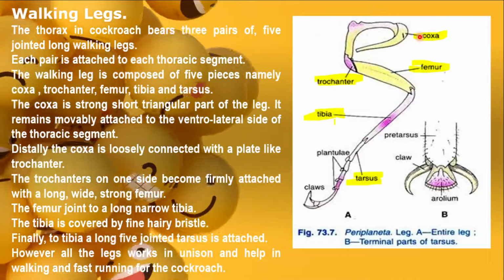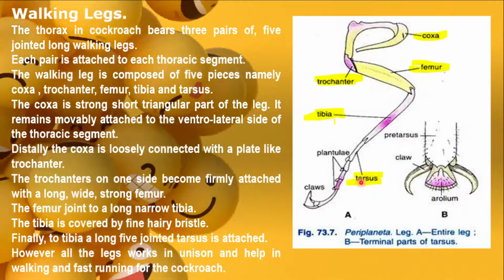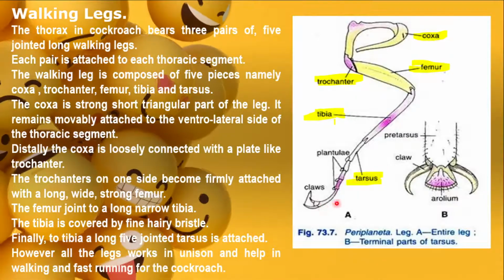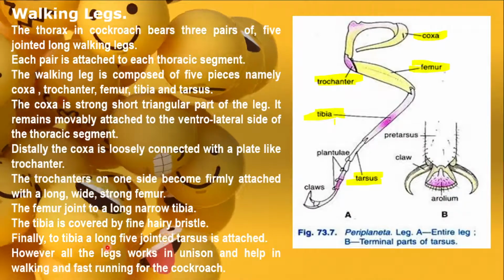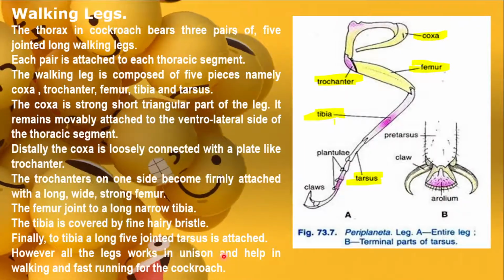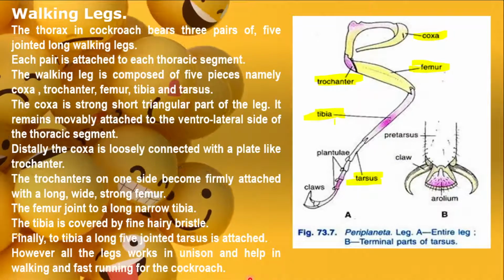So in this way, the leg is made up of five parts: coxa, trochanter, femur, tibia, and tarsus. The tarsus is of five small jointed parts. However, all the legs work in unison and help in walking and fast running for the cockroach.